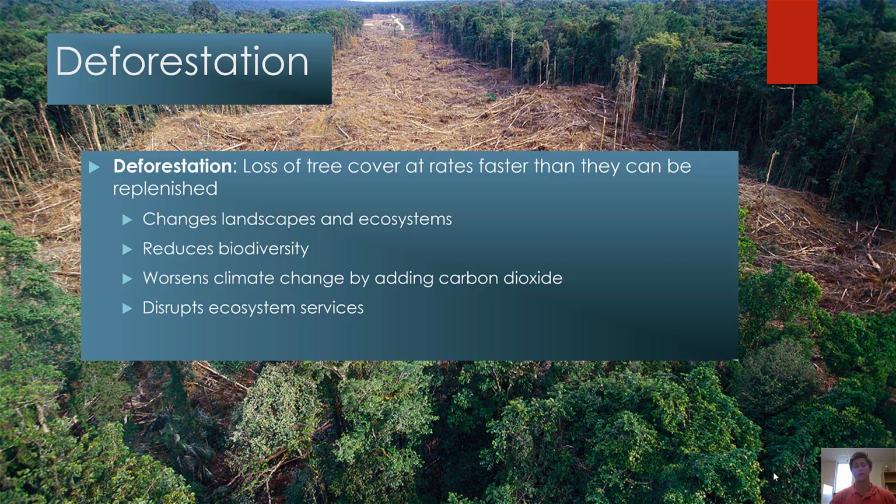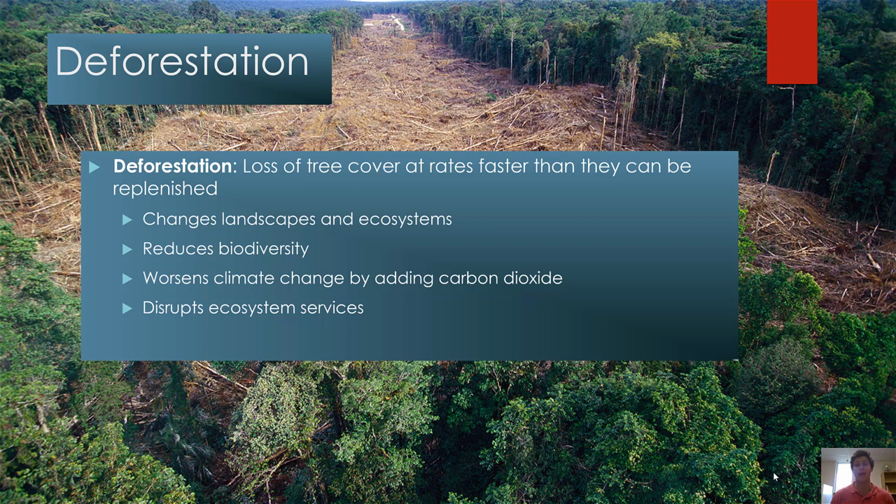So deforestation is broadly defined as the loss of tree cover at rates that are faster than they can be replenished. Remember that forests are ecosystems that are dictated by the high number of trees in that ecosystem. So when you lose the trees faster than they can replenish, you actually are eroding that habitat. You are decreasing the actual area or coverage of that habitat, and that can create a whole host of problems. It changes landscapes as well as the ecosystems.